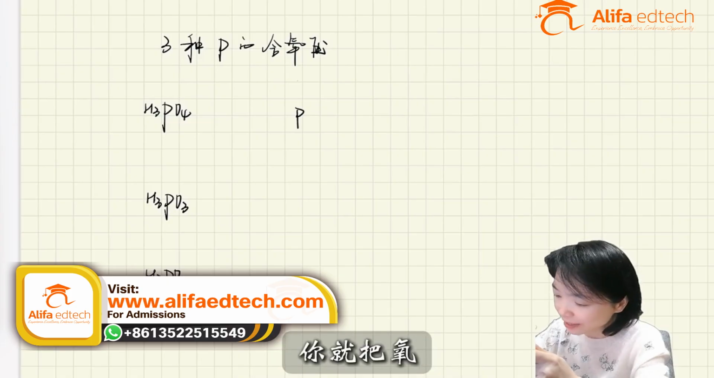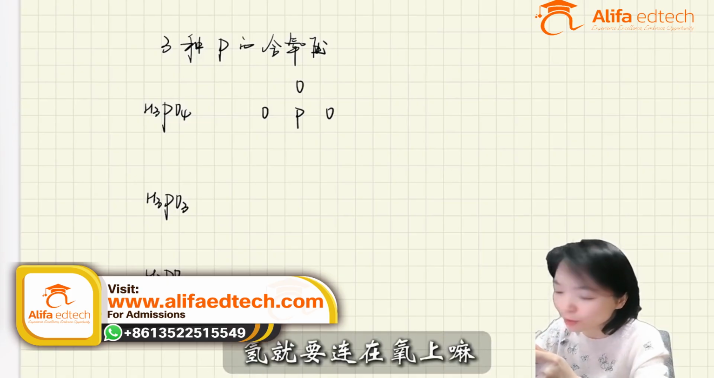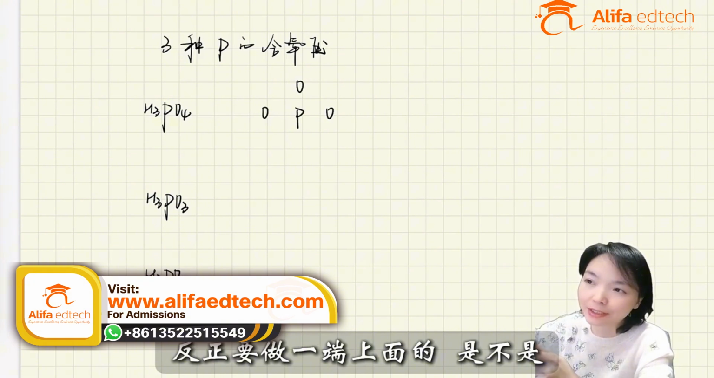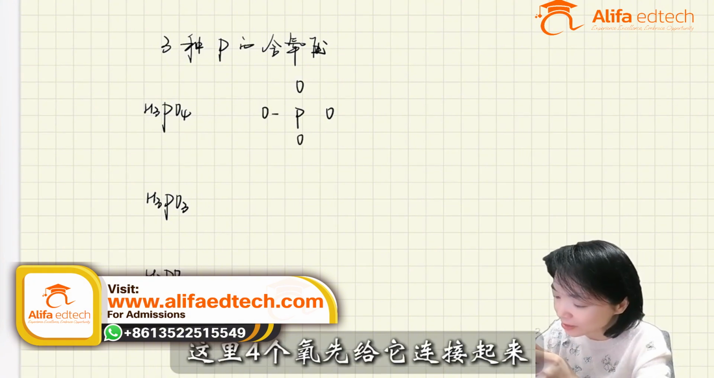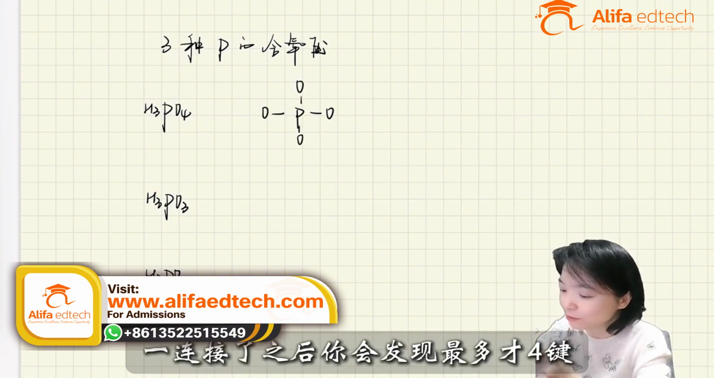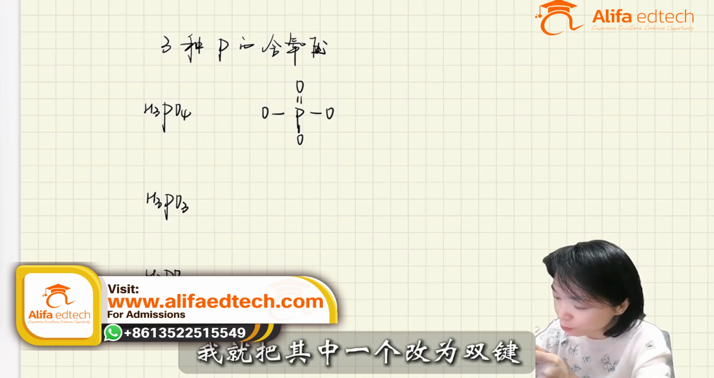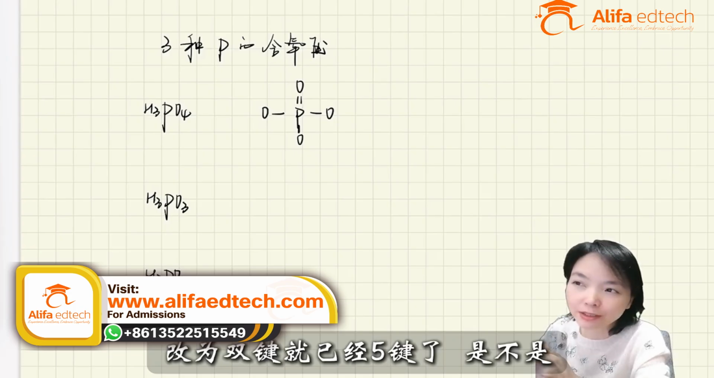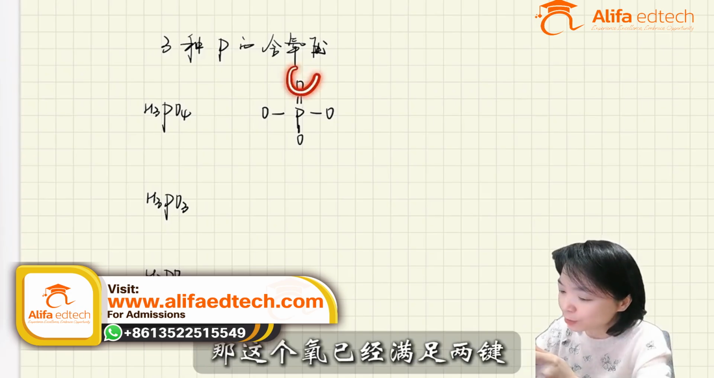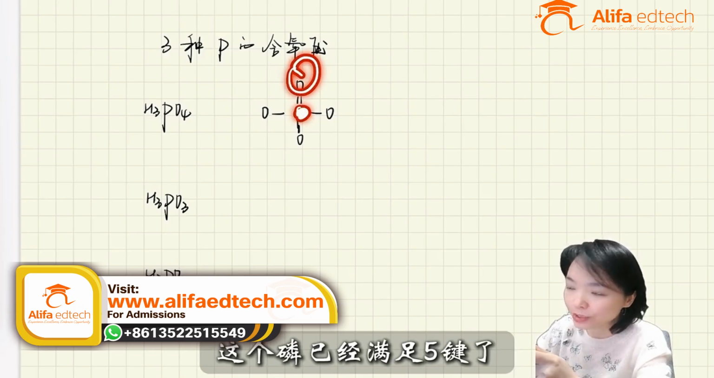Kids, watch carefully. Here put P in the middle. Then, P needs 5 bonds. Then the oxygen needs 2 bonds. Hydrogen connects to oxygen, possibly at one end, right? Here, connect 4 oxygens first. After connecting, you'll notice there are only 4 bonds. That won't work. So I change 1 to a double bond. With a double bond, we have 5 bonds, right?